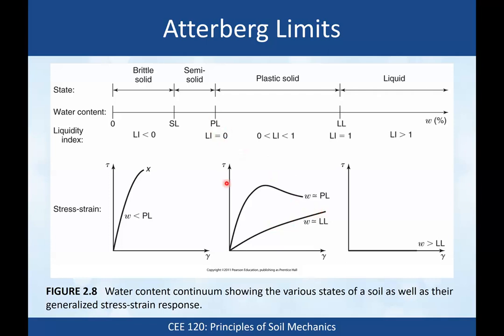Once you get out to the plastic limit, it's going to be stiffer, so the initial slope will be higher. It'll reach a higher strength, and then maybe it will have some strain softening. So you get over that peak, and then it gets weaker. Once you get out here, beyond the liquid limit, it's very weak, and it could even become basically like a fluid at that point.